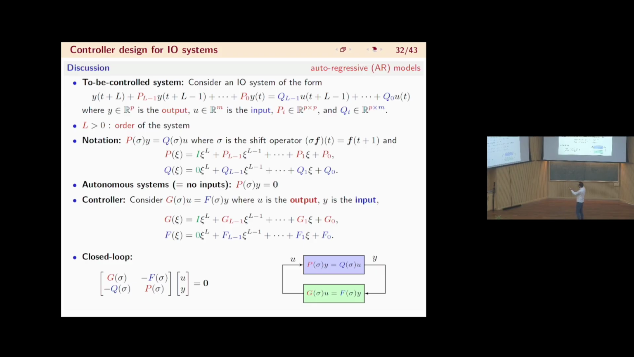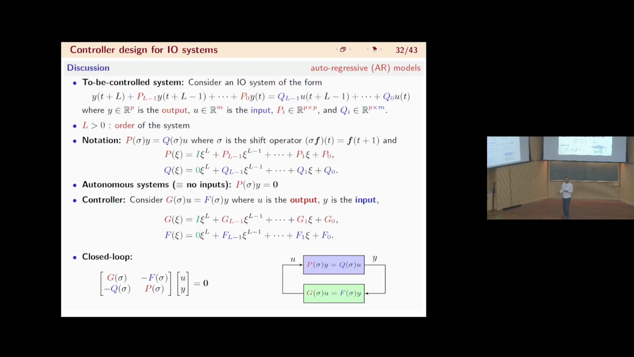And the to-be-controlled system is given by P and Q polynomial matrices. I'm going to take controller given by G and F polynomial matrices. And I'm going to assume, again, the coefficient of the highest power term here is identity, and 0 here. Okay?